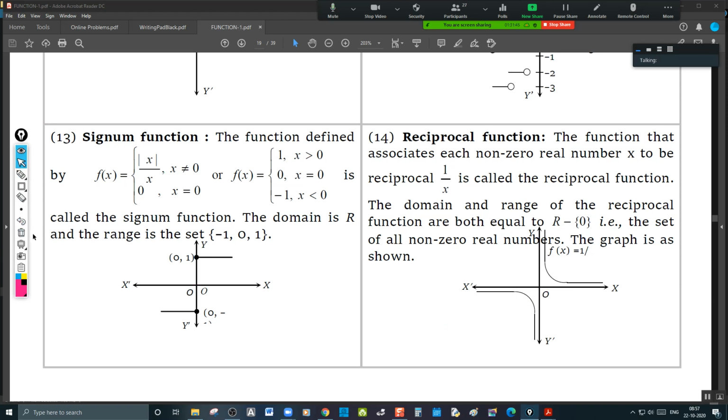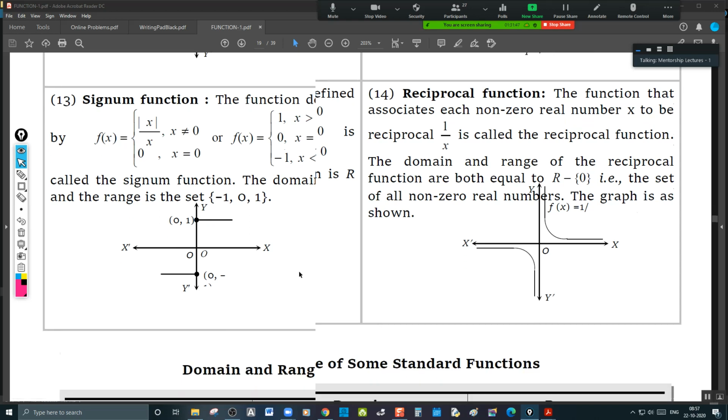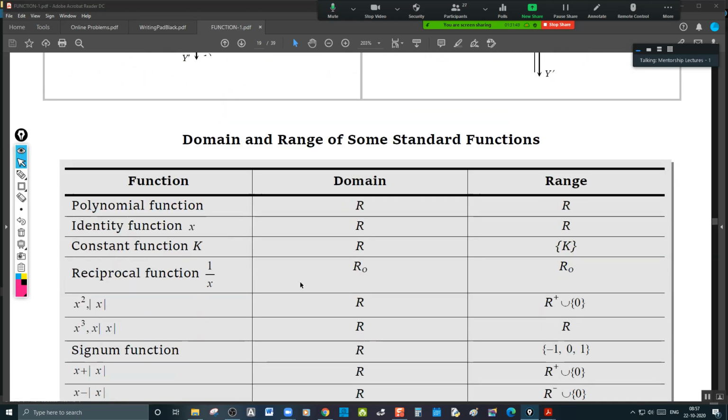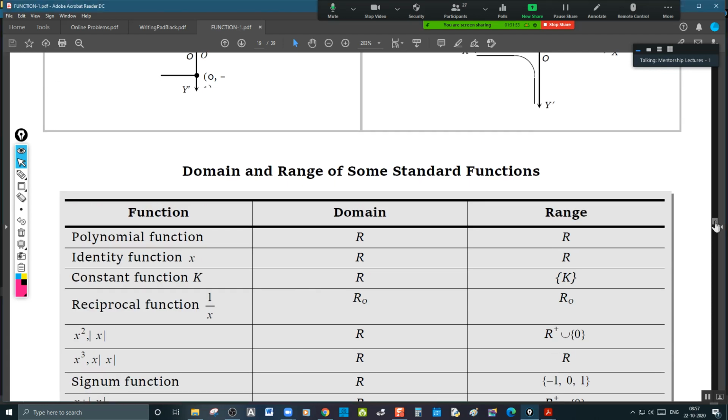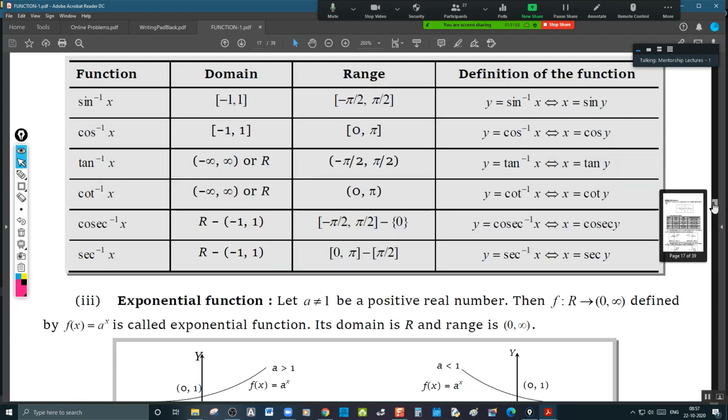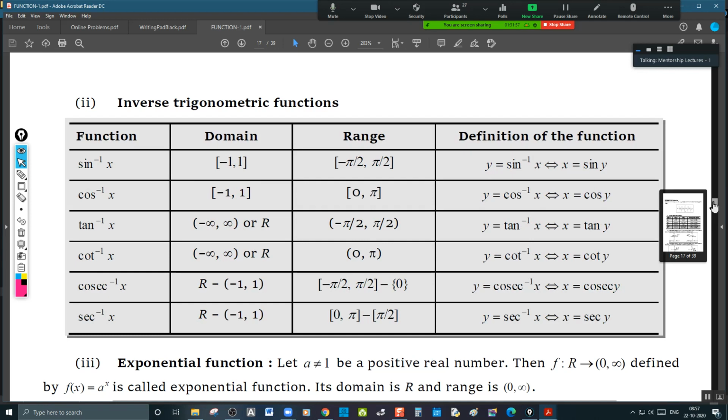Domain and range of some standard functions. This is the table. I have forgotten to ask you to take the screenshot of it. Just take the screenshot of this. Every one of you, please take the screenshot of this. This is inverse trigonometric functions separately.